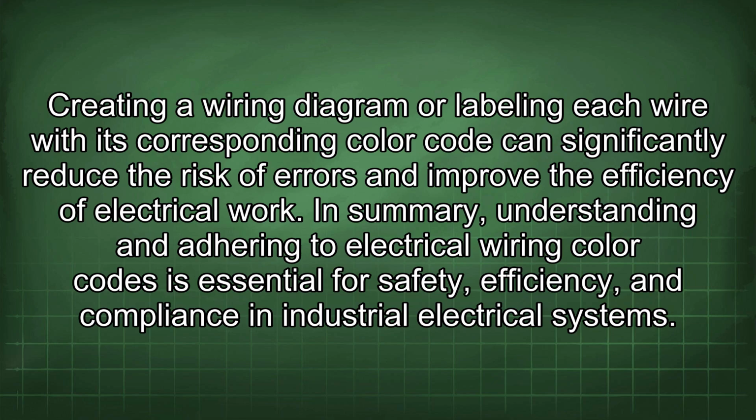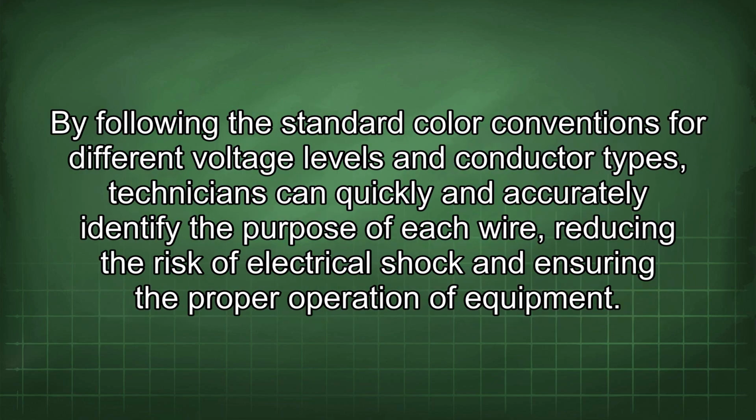In summary, understanding and adhering to electrical wiring color codes is essential for safety, efficiency, and compliance in industrial electrical systems. By following the standard color conventions for different voltage levels and conductor types, technicians can quickly and accurately identify the purpose of each wire, reducing the risk of electrical shock and ensuring the proper operation of equipment.